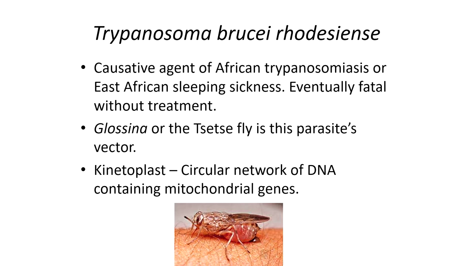The vector for this disease is known as Glossina, or the tsetse fly. A vector is just a living organism that can transmit infectious pathogens between humans or from animals to humans. And something that's important in identifying Trypanosoma species is the kinetoplast, which is just a circular network of DNA containing mitochondrial genes that we're going to see more later.